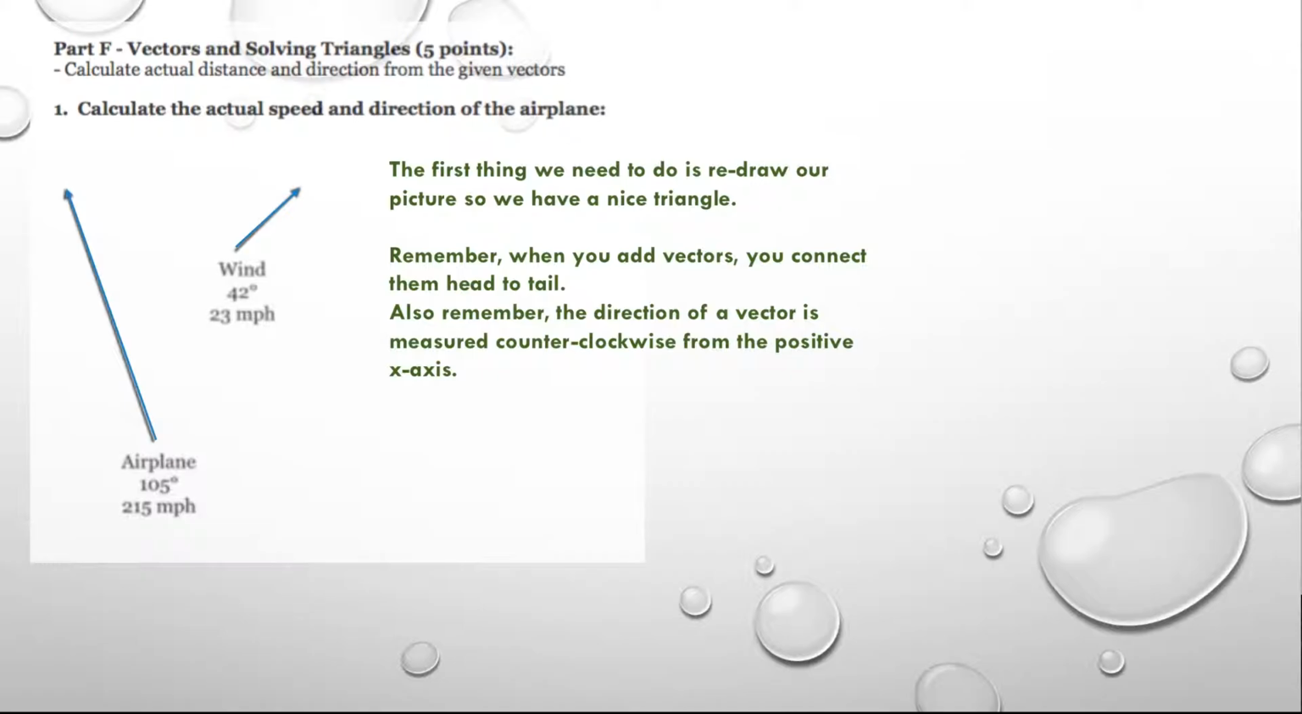So the first thing we want to do here is to redraw our picture so that we create a triangle and show the resultant vector, which is going to be our actual speed and direction. Remember, when you add vectors, you connect them head to tail. Also, remember the direction of a vector is measured counterclockwise from the positive x-axis.